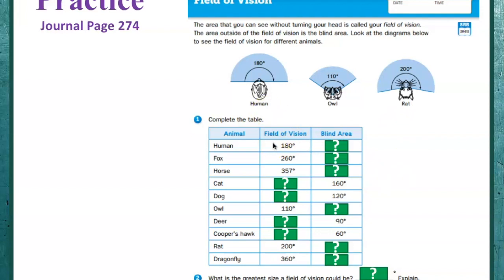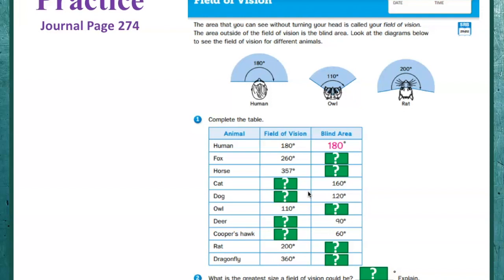We know that all the way around our heads is 360 degrees. So a human can see, without moving your head or eyes, 180 degrees. That means our blind area, to solve that, we would take 360 minus 180, and we would get 180 degrees that we can't see. I want you to fill in the rest of the chart. Go ahead and come back and see what you have found.